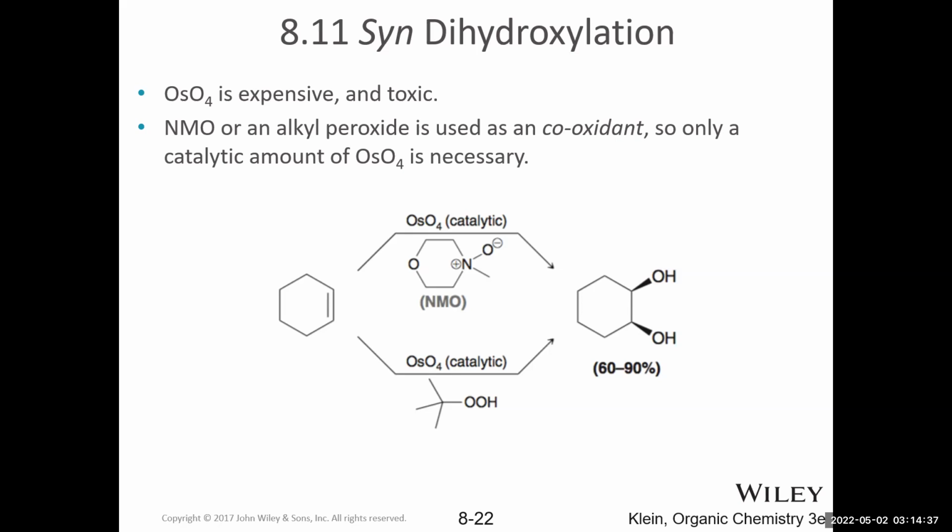And so commonly it is only used in a catalytic amount along with a co-oxidant such as NMO. And so if you see NMO, don't worry about it. Basically, it is oxidizing the byproduct back to osmium tetroxide. So osmium tetroxide reacts with the initial alkene, forms a reduced product where the osmium is reduced. The NMO oxidizes it back up so that it can react again. So you only need a catalytic amount.